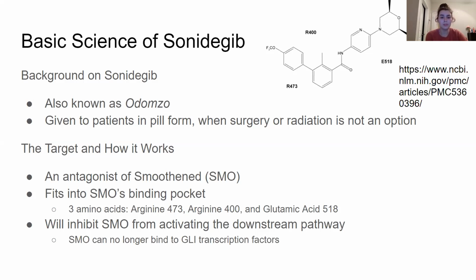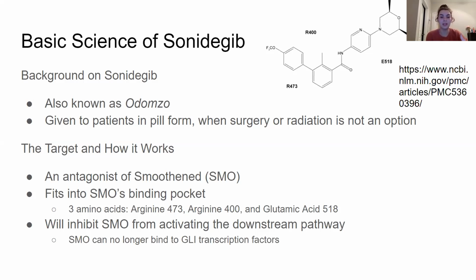Now, moving on to the target and exactly how it works. If you remember back earlier, we said that the cause of this cancer is this PATCH1 transmembrane receptor, that mutation, that loss of function, this tumor suppressor gene. So you have to figure out, how do we target something that's no longer there, no longer has a function? The answer is you need to go back up the pathway and find what it used to bind to and what it used to inhibit.